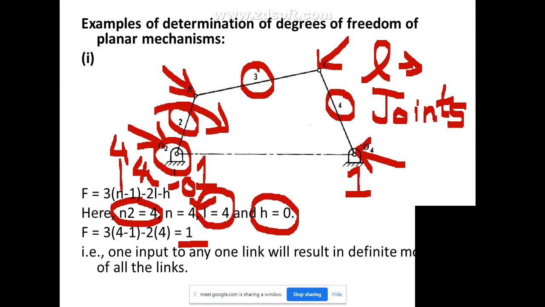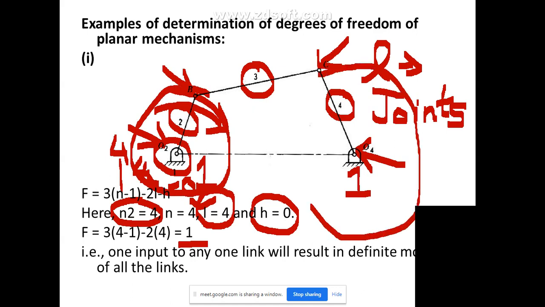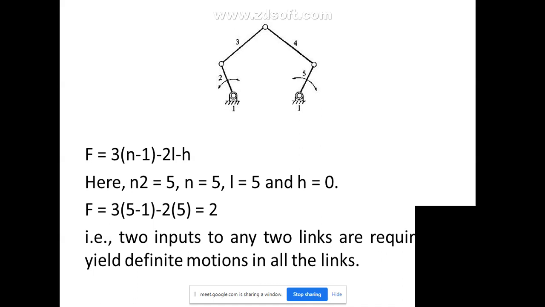Okay. So in the 4 bar mechanism, what will happen? This is also going to oscillate in this direction. This is going to move, and this also will move with respect to this manner. So with respect to this point, this is also going to move. Okay. So this is the example for the 4 bar mechanism.